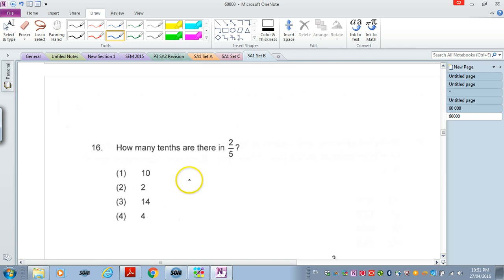Question 16. How many tenths are there in 2/5? 2/5, I want to find how many tenths.